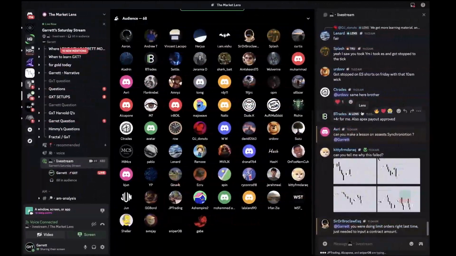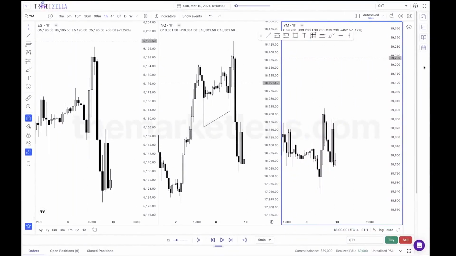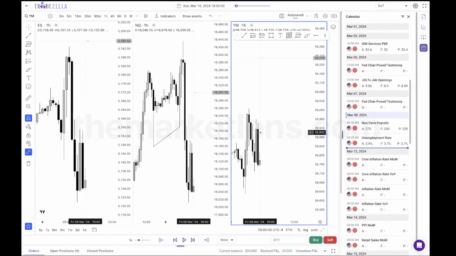Alright guys, so today we're going to be resuming our backtest from last week. So yeah, you guys wanted to cover some weeks with some news. And it looks like we have some news.